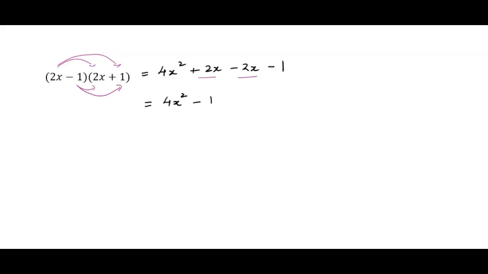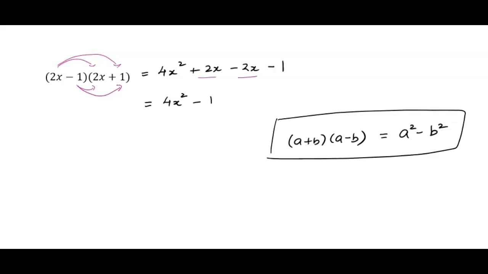Again, yes, we can use these arrows to expand these expressions, but when we have two brackets in the format of a plus b times a minus b, which is what we have in this case, that can be expanded by simply going a squared minus b squared. The reason being the middle two terms, when we use the arrows, as we noticed, cancel each other out. So 2x minus 2x is 0. So all we're left with is a squared minus b squared. And we call this rule the difference of perfect squares.